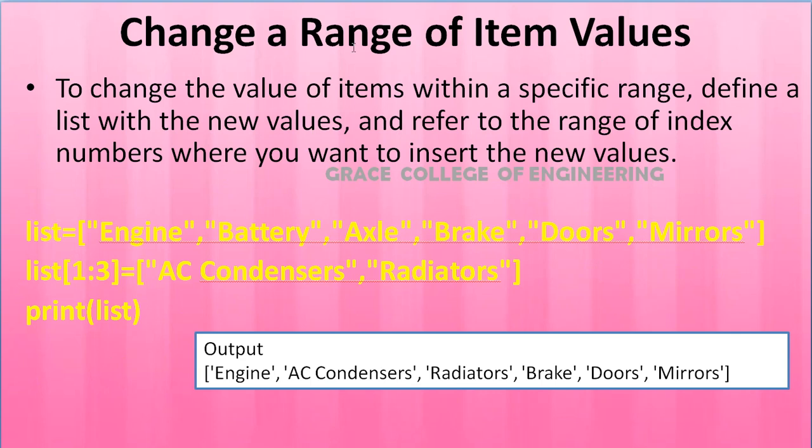Next, you can change a range of item values based on the index. The first index starts from 1 and ends with 3. So battery will be replaced by AC condenser and axle will be replaced by radiator. So you will get the output engine, AC condenser, radiator, brake, doors, mirrors. This is the output.